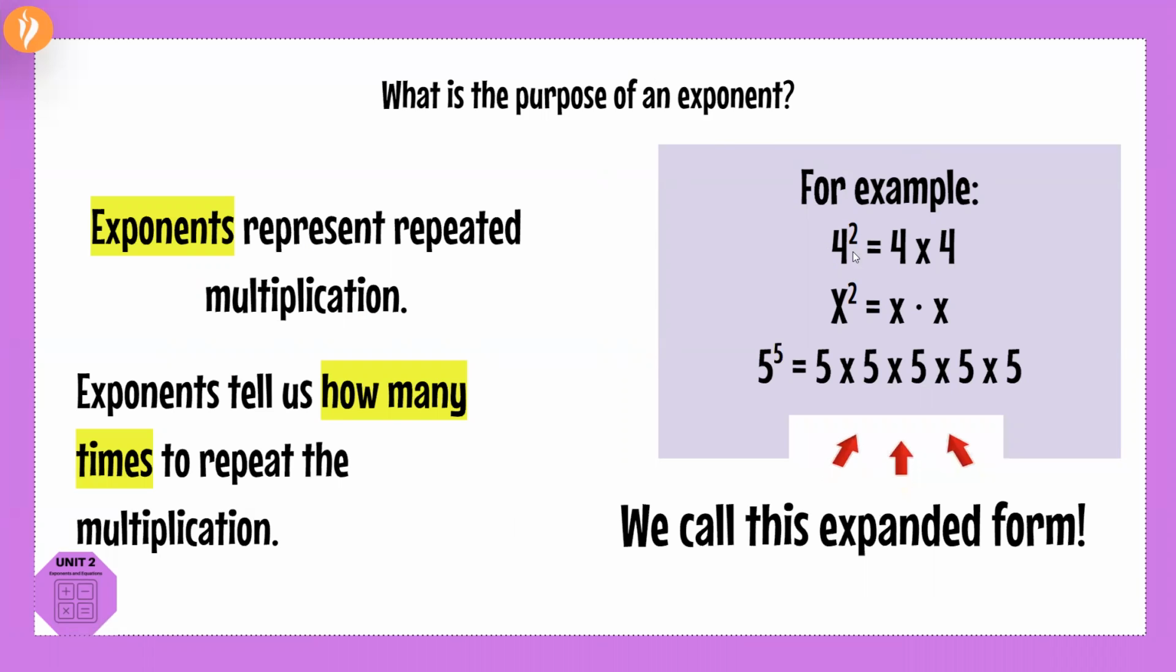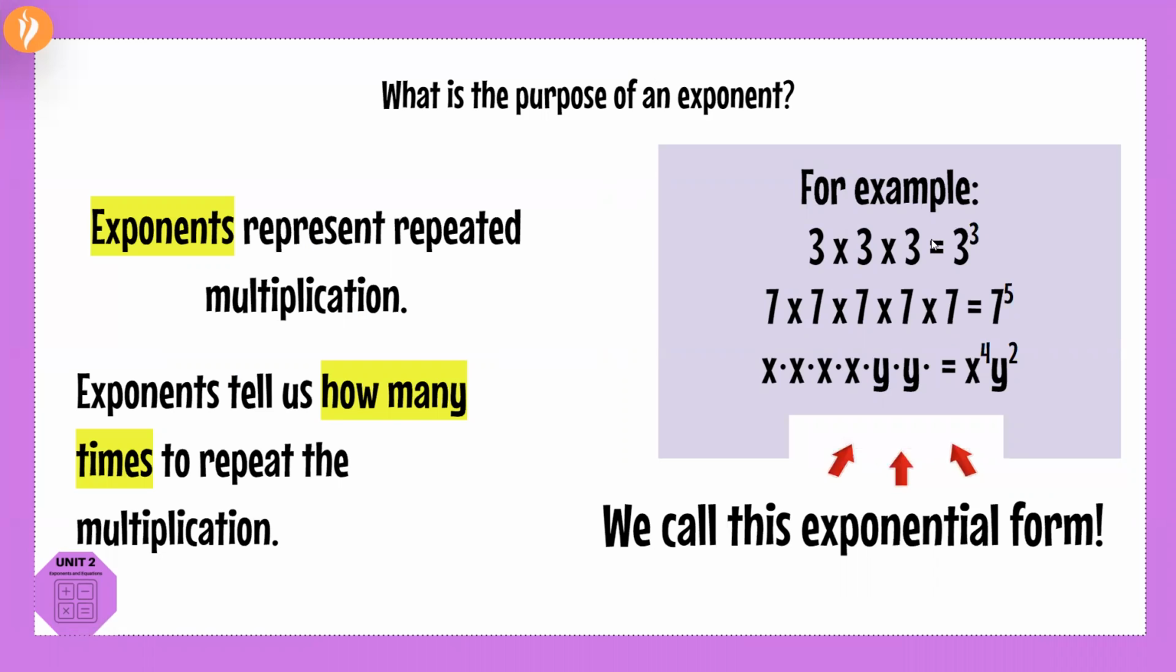For example, if I see 4 to the second power, or when it's a 2, you can always say squared. So this is 4 squared. That means we're going to multiply 4 together twice. 4 times 4. X squared, or x to the second power, we would write it x times x. Here we have 5 raised to the 5th power, and that means you're going to multiply 5 together 5 times. So this part on the right is called expanded form.